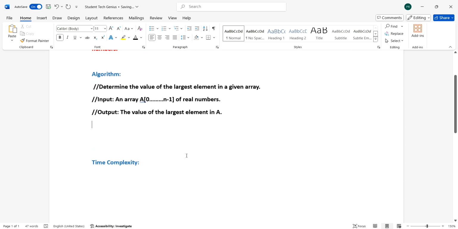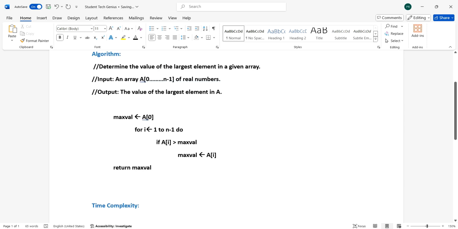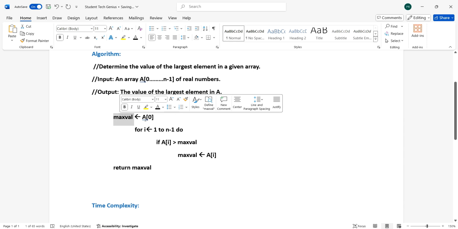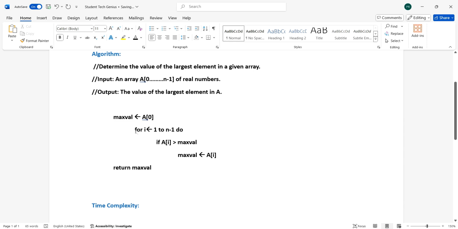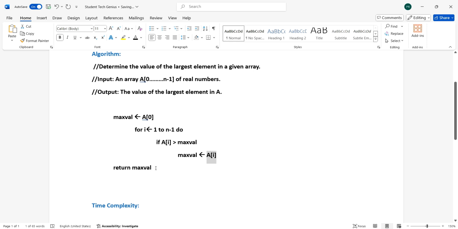Now in the next steps, we need to write the algorithm for finding the largest element in a list of n. So this is the algorithm I have. I have initialized a max value with A of 0, and after that I have initiated a for loop from i equal to 1 to n minus 1. I need to check if A of i is greater than max value. I compare max value and A of i, and if A of i is greater than max value, then I assign the A of i value to max value, and in the last I return the max value. So this is the algorithm I have.